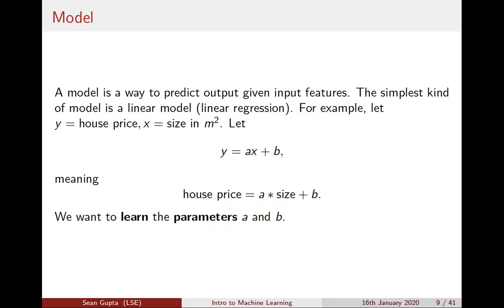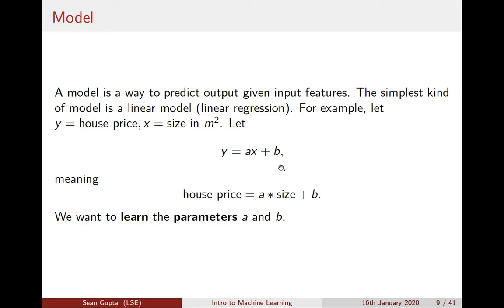Okay, so what is a model? In machine learning, we always use models. Well, a model is a way for us to predict an output given input features. A linear model takes a form as shown here. This is the simplest kind of linear model you can have. y equals a times x plus b, where a and b are just any numbers.